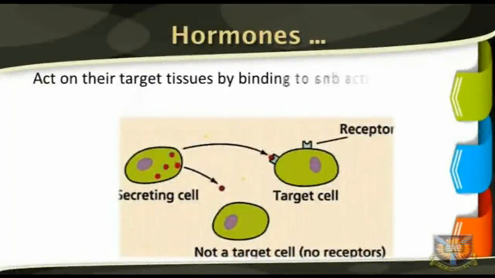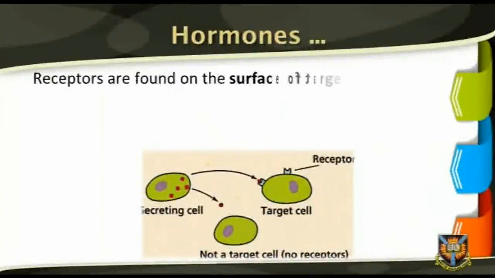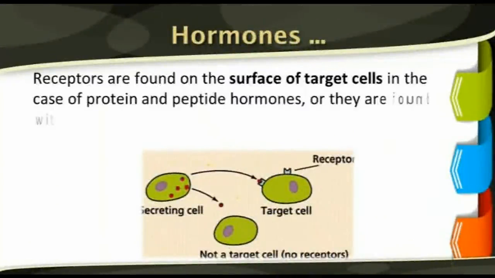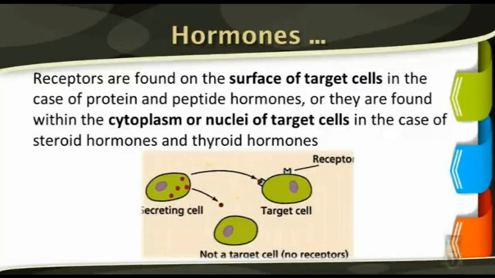Hormones act on their target tissues by binding to and activating specific molecules called receptors. Receptors are found on the surface of target cells in the case of protein and peptide hormones, or they are found within the cytoplasm or nuclei of target cells in the case of steroid hormones and thyroid hormones. Each receptor has a strong, highly specific affinity or attraction for a particular hormone. A hormone can have an effect only on those tissues that contain receptors specific for that hormone.